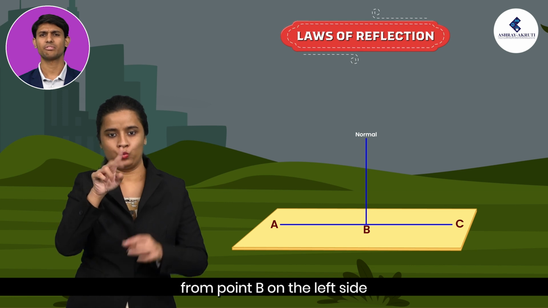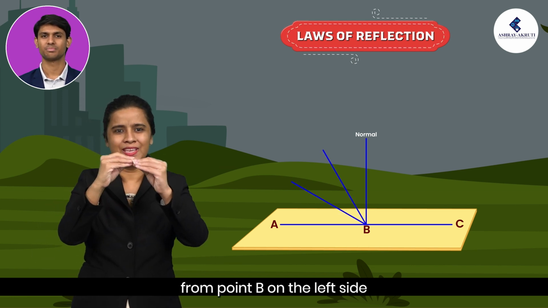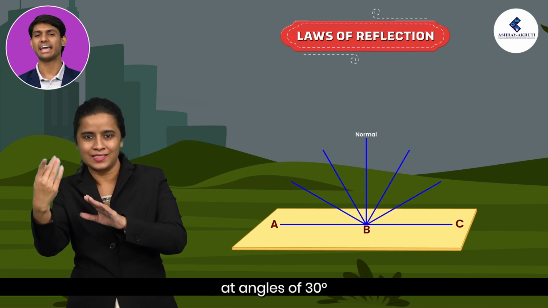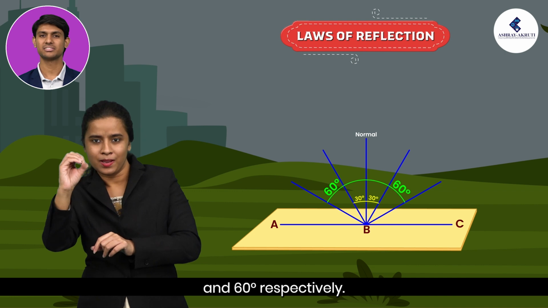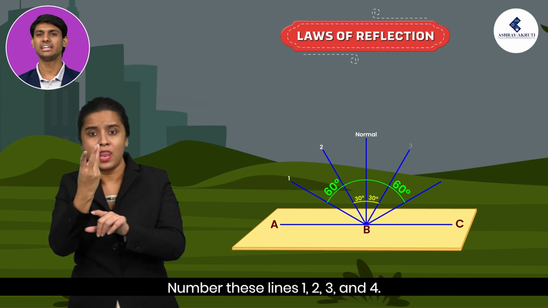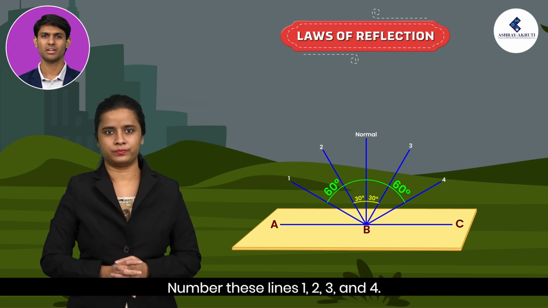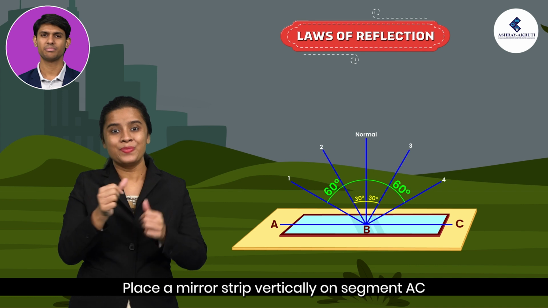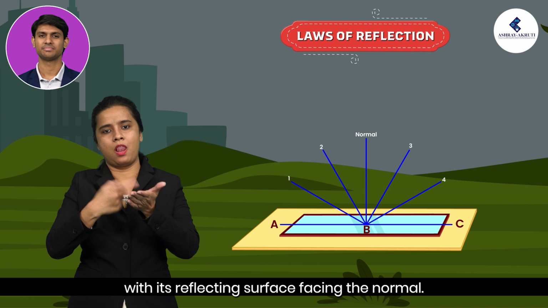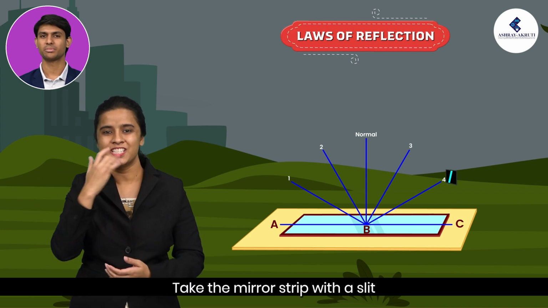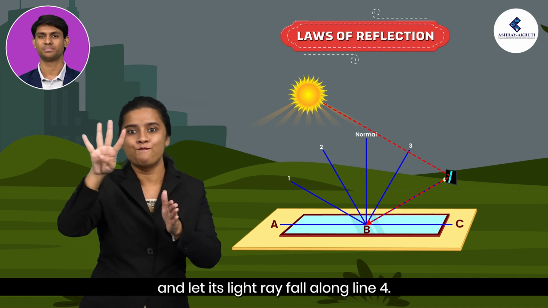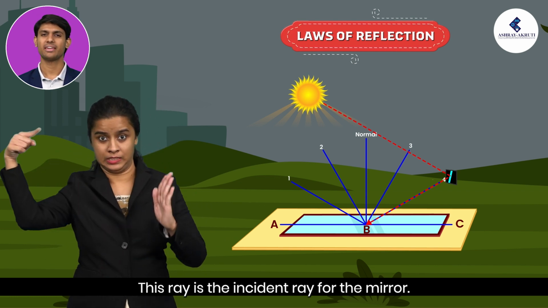Draw two lines from point B on the left side of the normal and two on the right side at angles of 30 degrees and 60 degrees respectively. Number these lines 1, 2, 3 and 4. Place a mirror strip vertically on segment AC with its reflecting surface facing the normal. Take the mirror strip with a slit and let its light ray fall along line 4. This ray is the incident ray for the mirror.